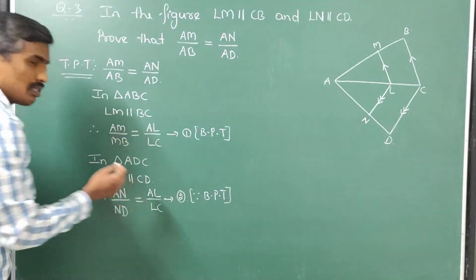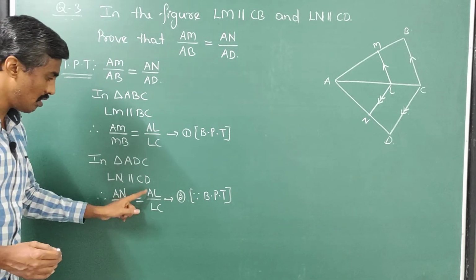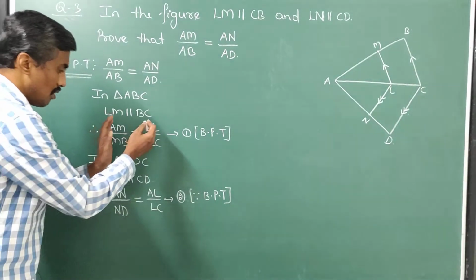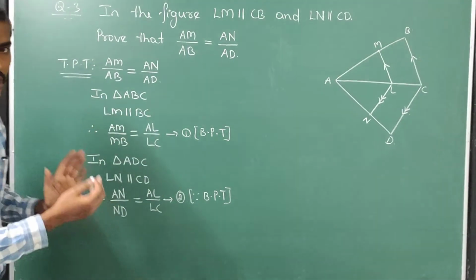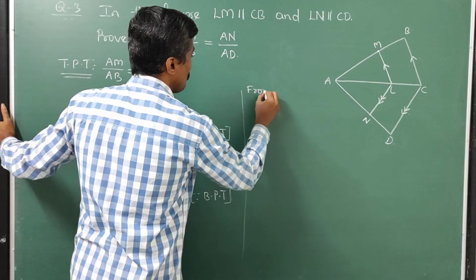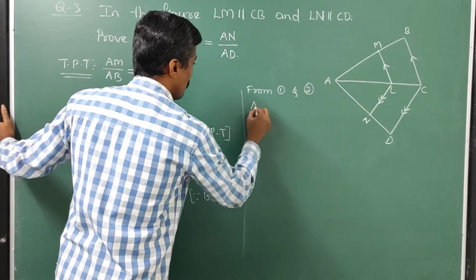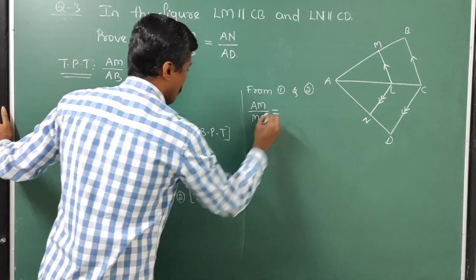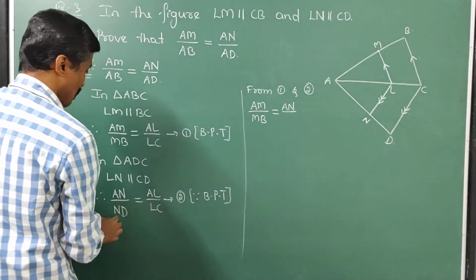Now observe the two equations. AM by MB is equal to AL divided by LC, and AN divided by ND is equal to AL divided by LC. The right hand sides of both equations are equal. So by comparison of equations 1 and 2, if the right hand sides are equal, then the left hand sides are obviously equal. So from equations 1 and 2, AM divided by MB is equal to AN divided by ND.